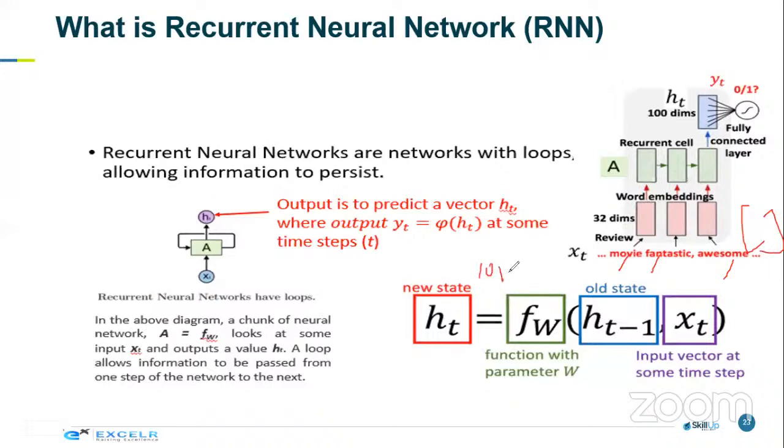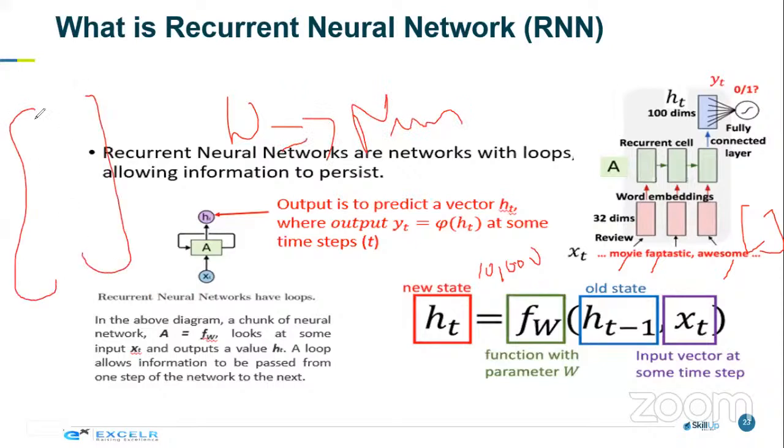Let me give you a simple idea. Whenever these words are there, they are converted to numericals. For every word there will be one representation. Let's say the word movie will be shown by the number 1, fantastic will be shown by the number 2, awesome will be shown by the number 3, and so on. We will keep going until the limit of your corpus or vocabulary.